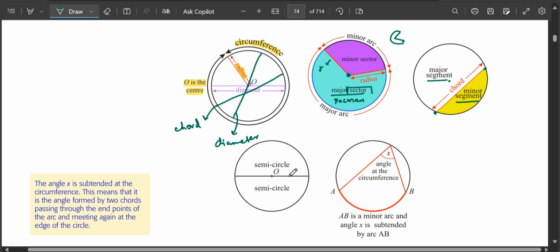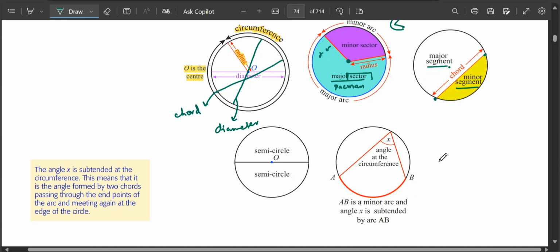And then for this one you can see that AB is a minor arc. AB ये वाली जो है ये minor arc है because obviously ये वाली arc जो है ये major arc है, and angle X is subtended by arc AB. This is an important line that AB, जो ये A है और ये जो B है, it is a minor arc and angle X जो है वो subtended है by arc AB. These are the key terms that you need to memorize. This is because it's a new point and it's an important one, right?